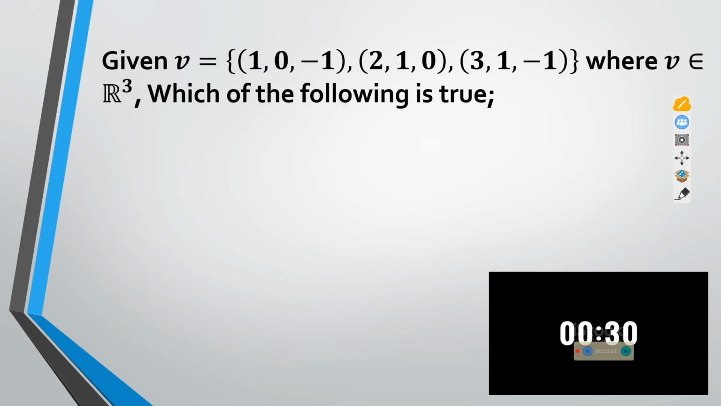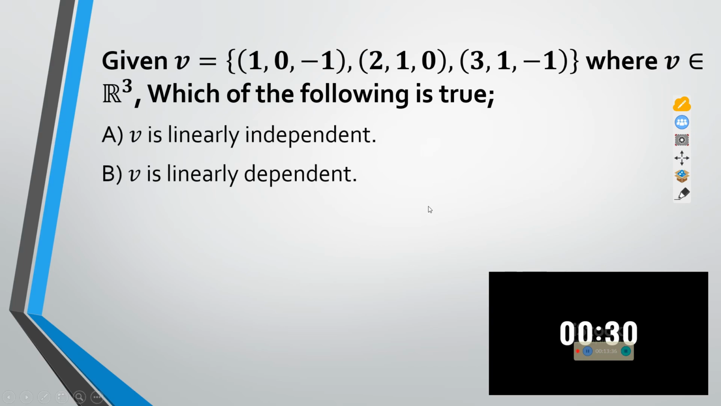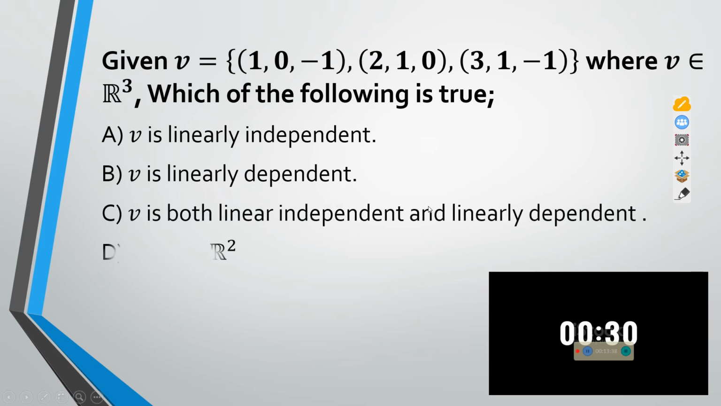So we are given that V is equal to that. V is a set consisting of these vectors. V is from R3, which of the following is true? And the time starts now.